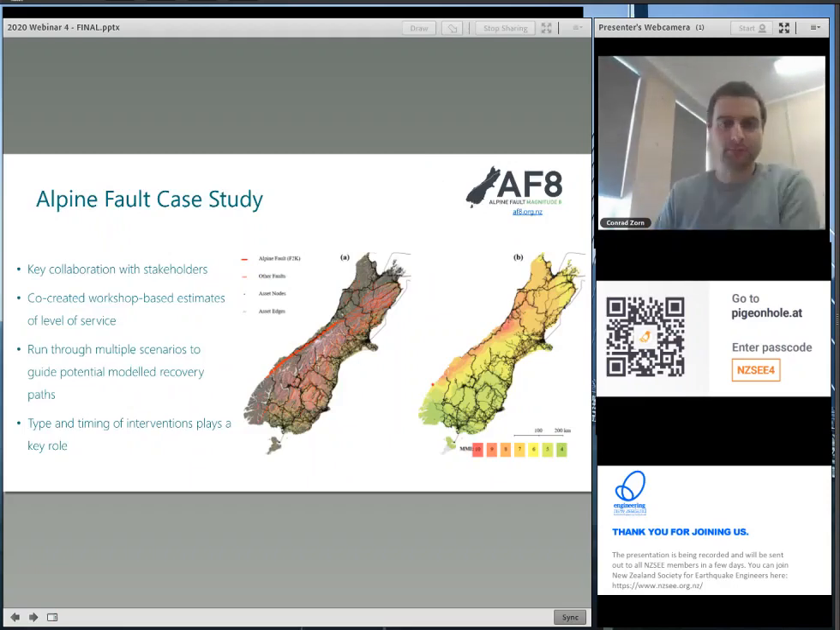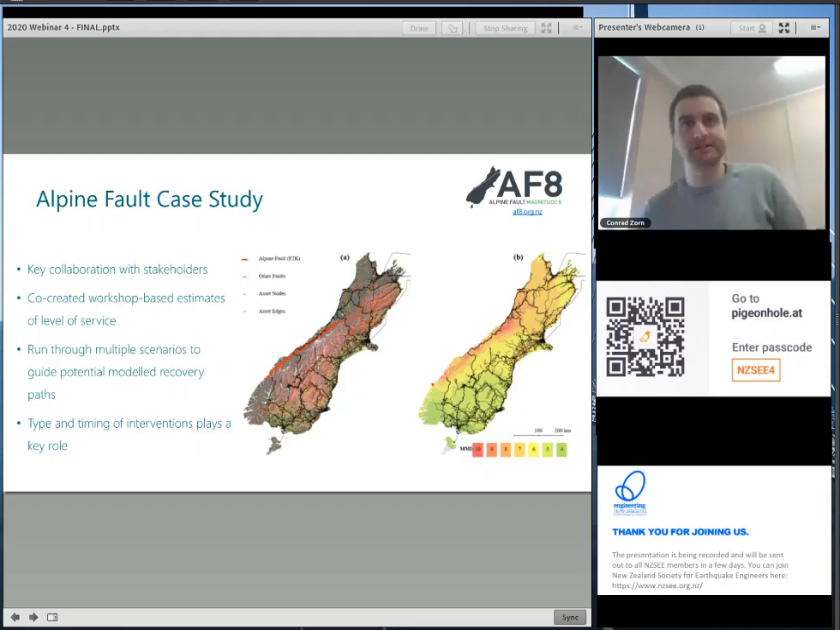some of you may be familiar with the AF8 project. It's been running for a few years. If you're not, there's the website af8.org.nz, or you might see them on their social media campaign at the moment. Lots of interesting resources there. They're focusing on an alpine fault scenario. The idea for the collaboration here is to inform our recovery models.